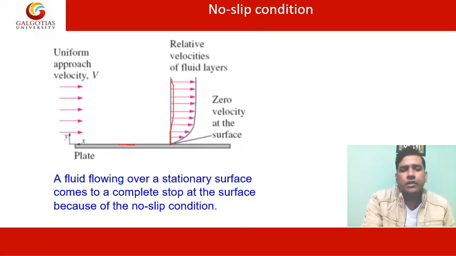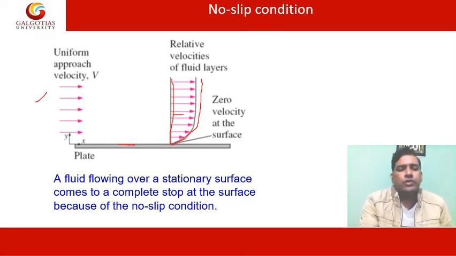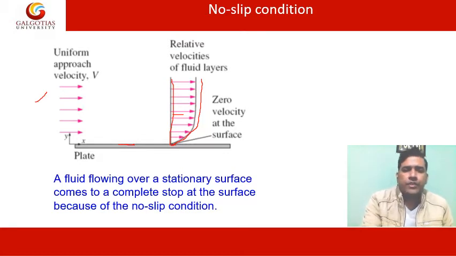And as you can see from this figure, as the distance from the flat plate increases, the velocity goes on increasing, and after some time it becomes almost equal to the approach velocity. But the velocity at the contact surface is zero. So this is how the velocity varies with the distance from the plate.